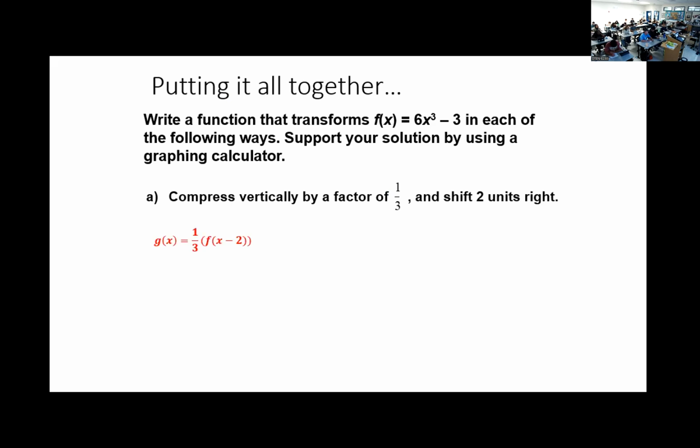So what's my function going to look like? It's going to be 1/3 f of x minus 2. So now I've got to take x minus 2, substitute it in here, and then take that multiplied by 1/3. So I've got 6 times x minus 2 cubed minus 3. Oh, and then I'm going to compress it by 1/3, so I need to multiply that whole thing by 1/3. Now we have to do a little bit of math.